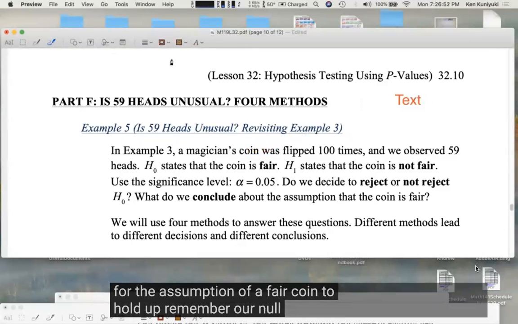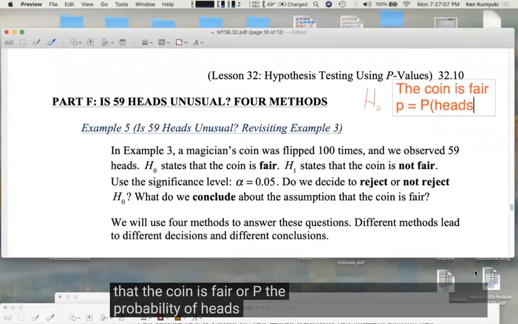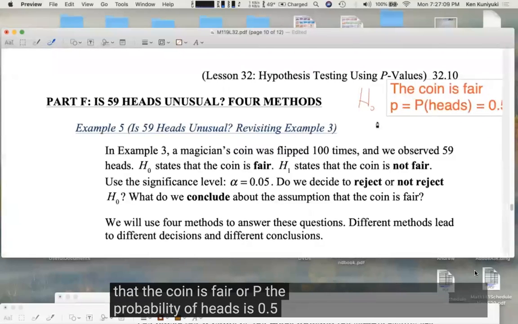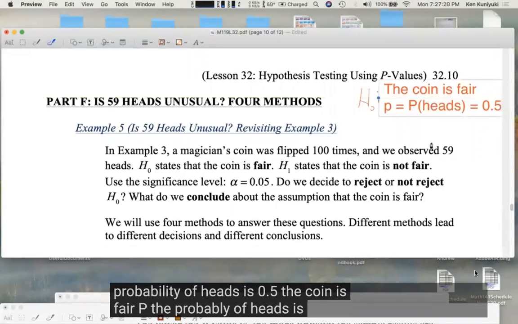Remember, our null hypothesis is that the coin is fair, or P, the probability of heads, is 0.5. The coin is fair. P, the probability of heads, is 0.5.